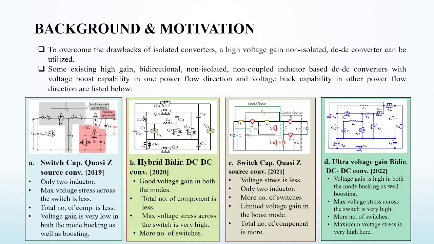Background and motivation. To overcome the drawbacks of isolated converters, a high gain non-isolated DC-DC converter can be utilized. Some existing high gain bidirectional non-isolated non-coupled inductor based DC-DC converters with voltage boost capability in one power flow direction and voltage buck capability in the other power flow direction are listed below. As can be observed, there are four topologies: A, B, C, and D.